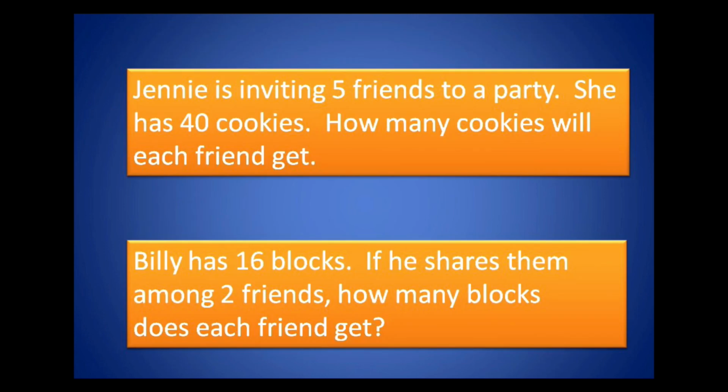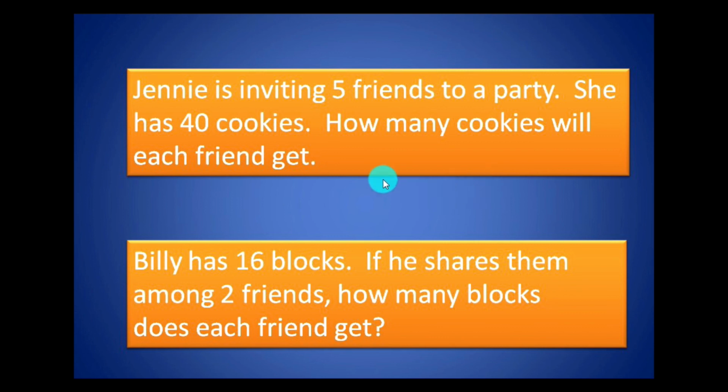Well, we have some samples to see what the keywords in a division word problem would look like. Here's the first one. Jenny is inviting 5 friends to a party. She has 40 cookies. How many cookies will each friend get? And again, we've got that keyword, each, or as I like to say, we have a clue. And each is our clue.